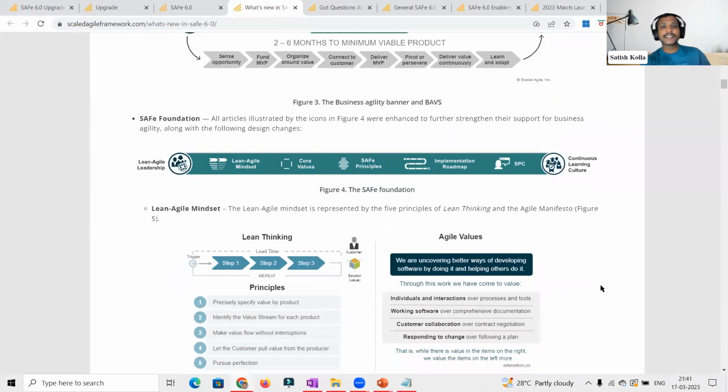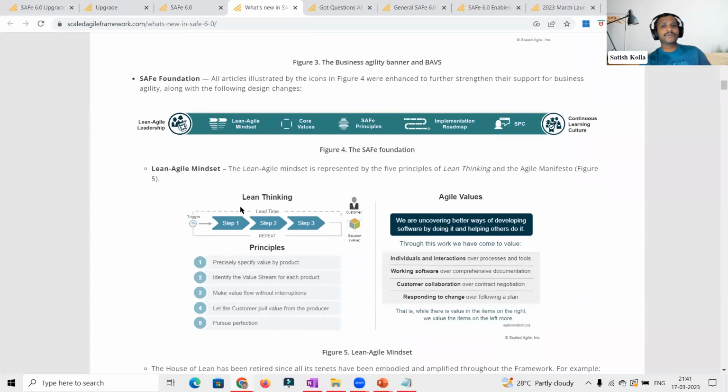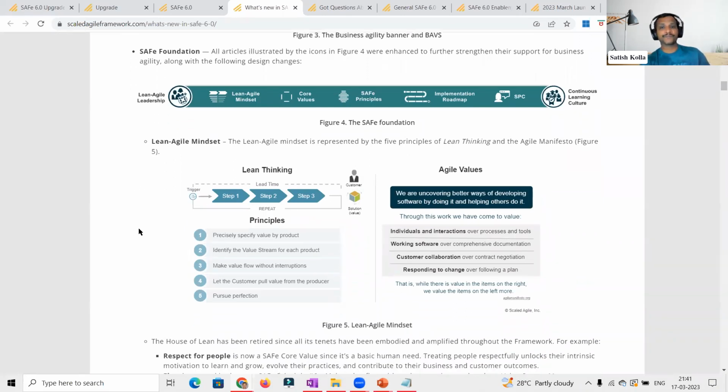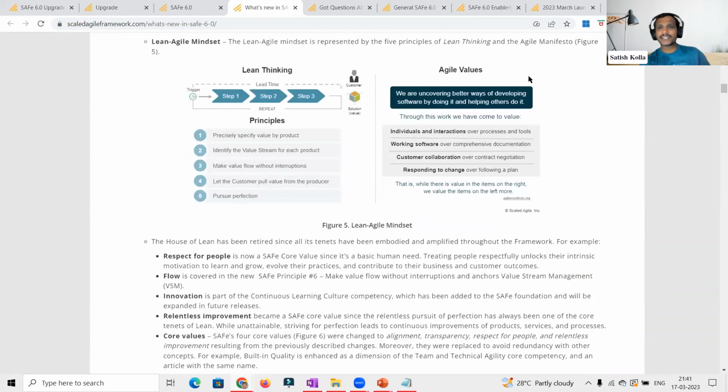And lean-agile mindset. Lean thinking is already an existing concept of version 5. Now, the additional change is that the 5 principles were explicitly articulated around this lean thinking to help bring up the lean-agile mindset from the organization perspective. All these are brought into consideration to bring more focus and emphasis on business agility at the organization level. And the agile values as is.